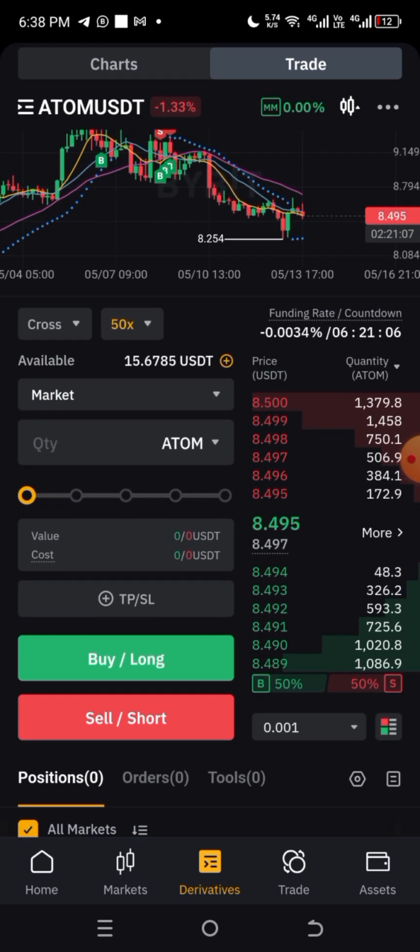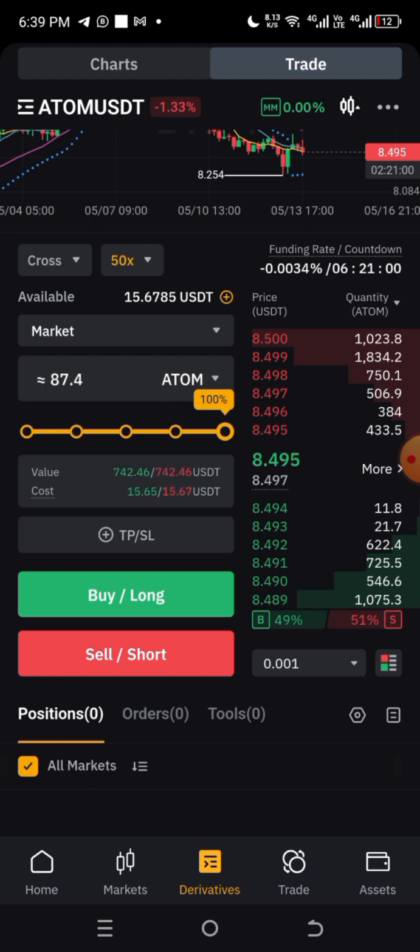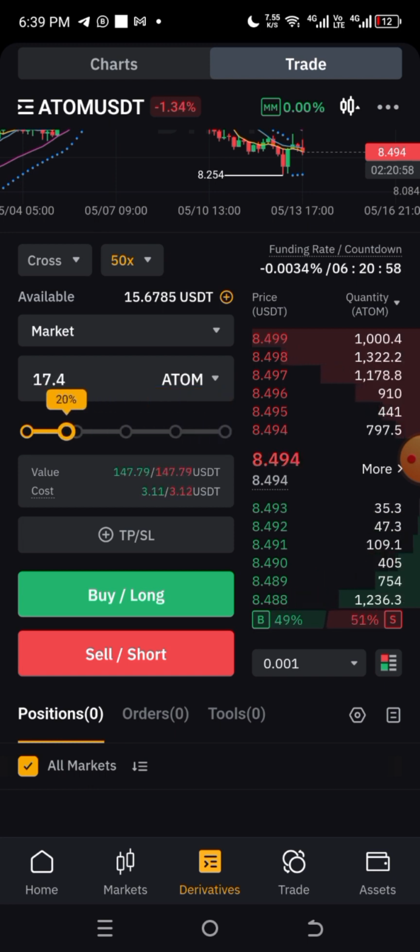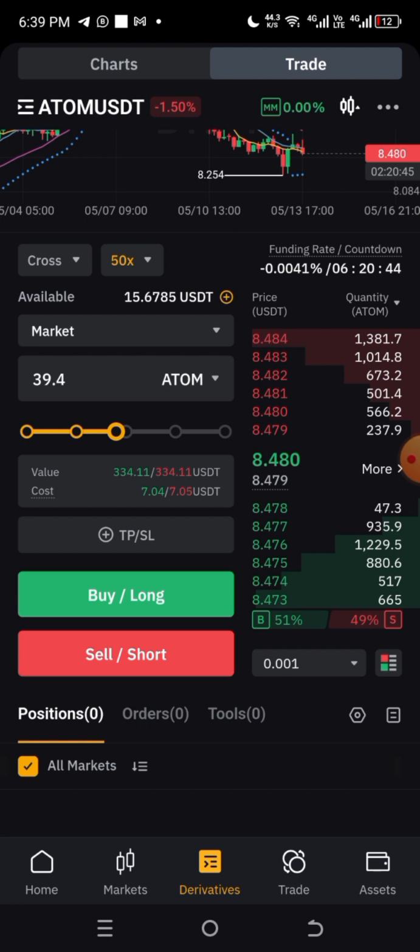Now, what else? You already know what this is for. This is the percentage of your USDT that you want to trade with. Are you using 10%? Are you using 20%? 50% of what we have here, $15, will be $7, 7 point something dollars. So basically that's just it. Simple, not difficult at all.